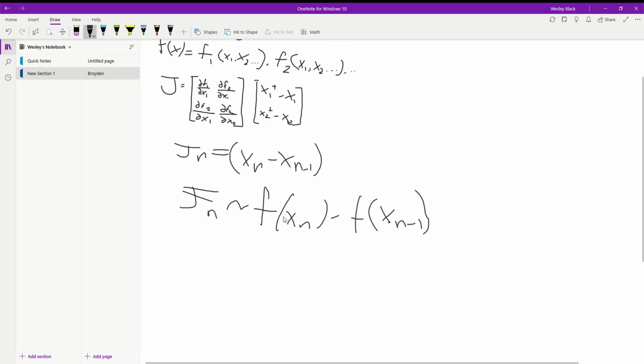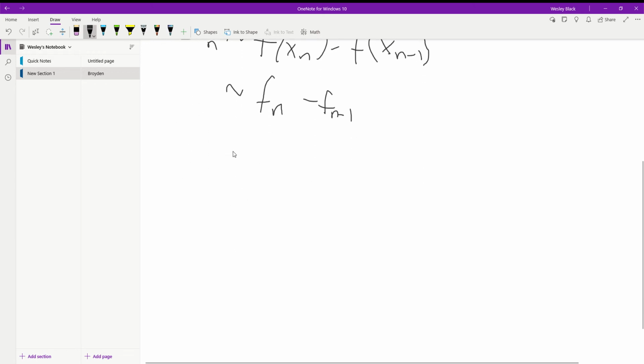So let's get some newer terminology. Let's say that's actually proportional to f of n, which is equal to f evaluated at x of n, and then, of course, minus f n minus 1, because that's about what they're going to be equal to. So that's all. I do want that, actually. That might be handy.